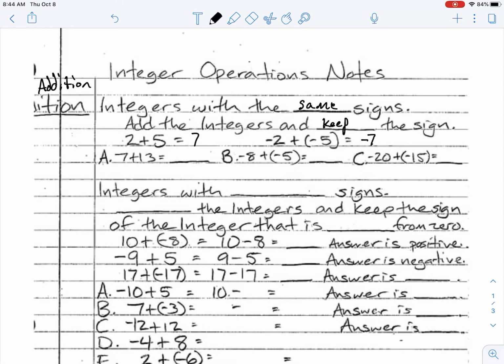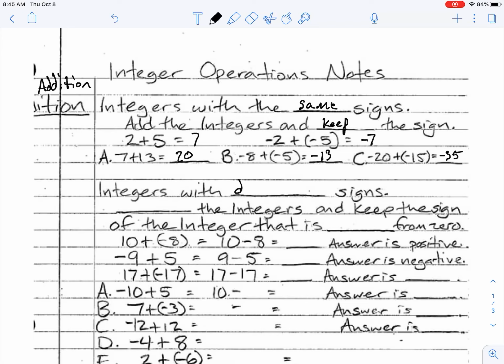Alright, so a couple practice ones. We got 7 plus 13, well, that we know that's 20. Negative 8 plus negative 5, well, we're going to add the numbers together, so 13, and then keep whatever sign they both have, and that will be negative, so negative 13 is the answer for B. And then same thing again, we've got two negatives we're adding together, so 20 plus 15 is going to give us 35, and we keep that negative sign.